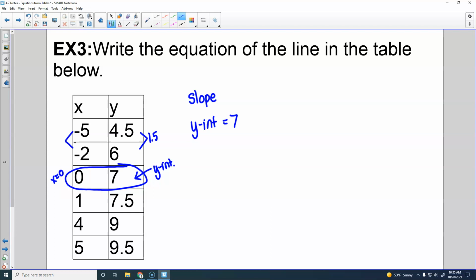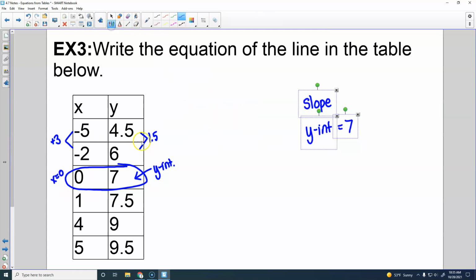From -5 to -2, how far is that? Okay, it's up 3. All right. So, for this one, let me slide this over here so I've got some room. If I do this one, I've got change in y over change in x. So that's y on the right-hand side. That's 1.5 over 3. What is 1.5 over 3? It's 1/2 because 1.5 is half of 3, right?